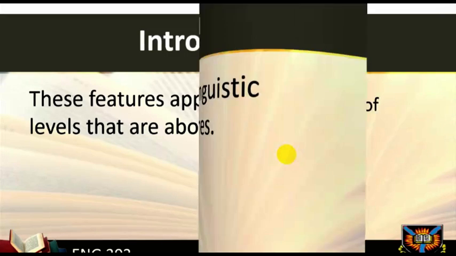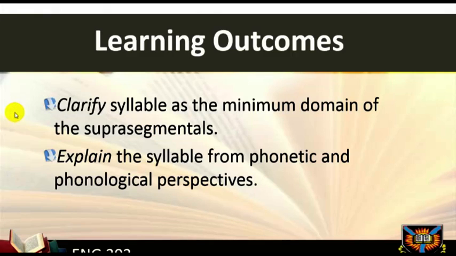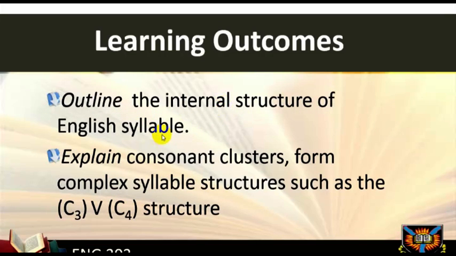Learning outcomes. When you have studied this section, you should be able to clarify the syllable as the minimum domain of the suprasegmentals, explain the syllable from phonetic and phonological perspectives, outline the internal structure of the English syllable, and explain consonant clusters that form complex syllable structures such as the C3, V, C4 structure.